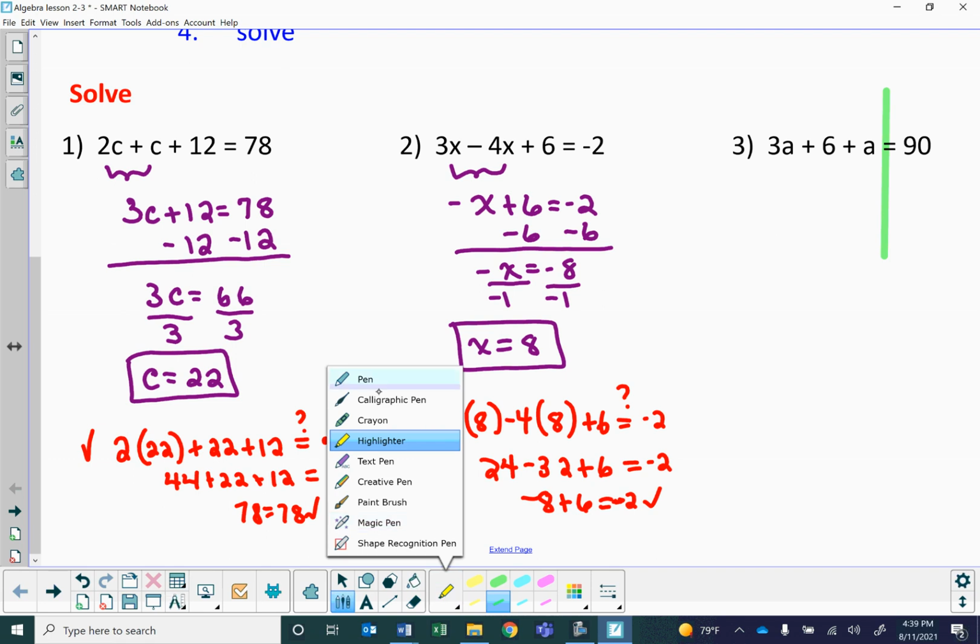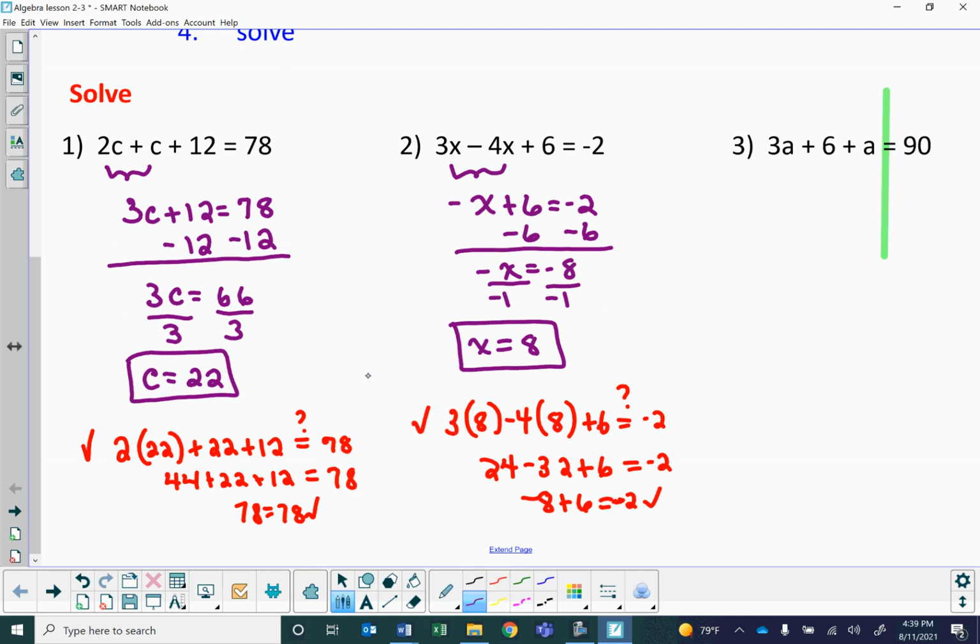So if that's my fence line, I need to combine anything that's on the left side of that bright green line. So I see I have a 3a and a positive a, which makes 4a plus 6 equals 90. Don't get into the bad habit of thinking I should subtract that second a because it's separated from the 3a. A lot of people do that and they end up with some really bizarre answers. It's on the same side of the equation, so you combine like terms. You don't undo it yet because it doesn't need to be undone. It's not on both sides of the equation.